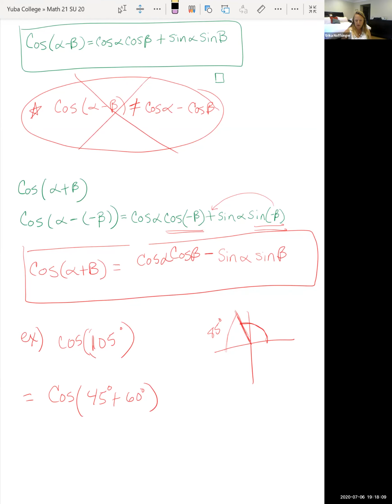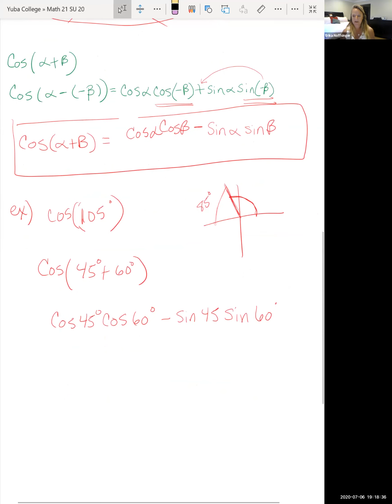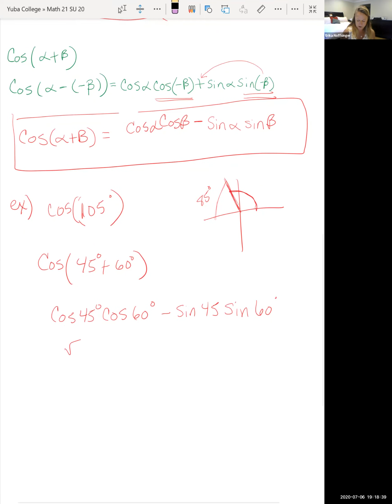And now, without a calculator, we can get the exact answer. So we can use our formula. So this says it's cosine, cosine, opposite sine minus. So cosine 45, cosine 60, opposite minus sine 45, sine 60. Okay, so 45 degrees, cosine is root 2 over 2. So this is root 2 over 2, all times cosine of 60, which is 1/2. Minus sine of 45, root 2 over 2, times sine of 60, which is root 3 over 2.